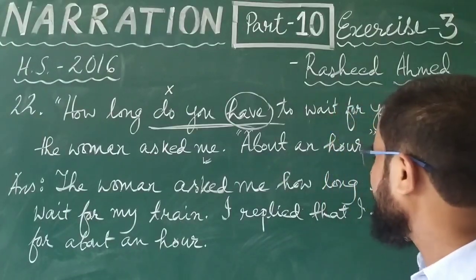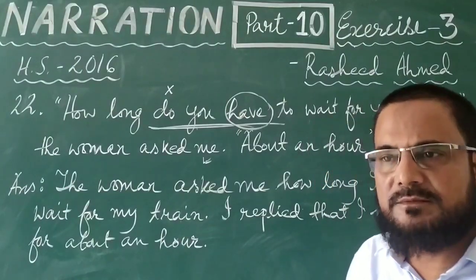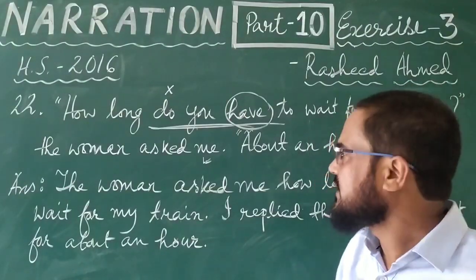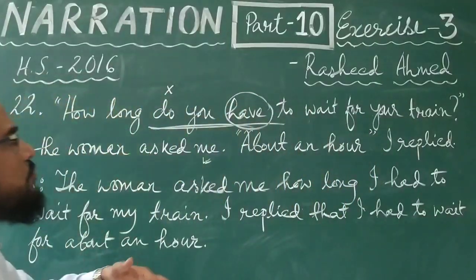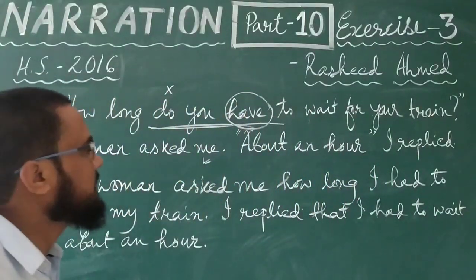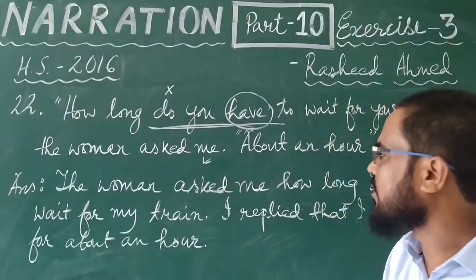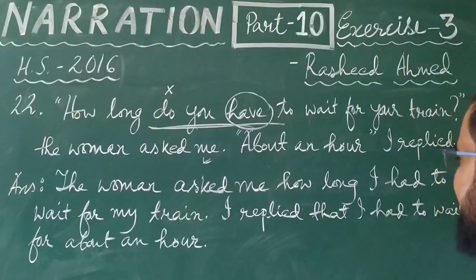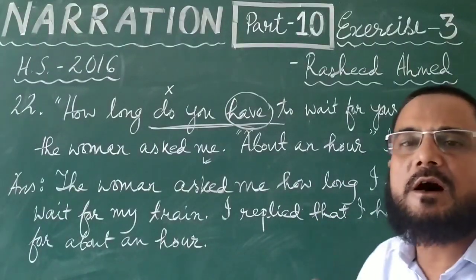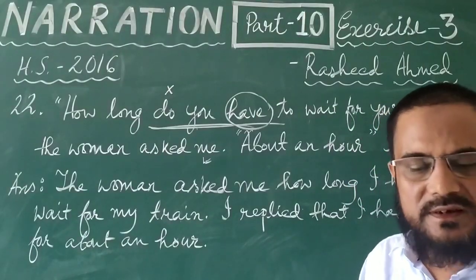Because if you just say, I replied that about an hour, this will serve the purpose, but it will not sound that nice. So, let us see the question and the answer again. How long do you have to wait for your train? The woman asked me. About an hour, I replied. The answer is, the woman asked me how long I had to wait for my train. I replied that I had to wait for about an hour. This was the first question that came in 2016.